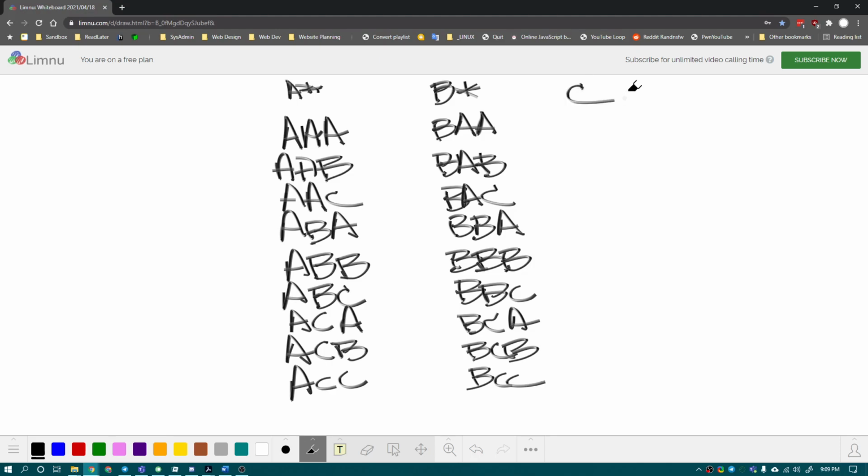I'm just going to do the same thing now, starting with C. And I'm writing out a lot, but you would have to write out a lot anyways.